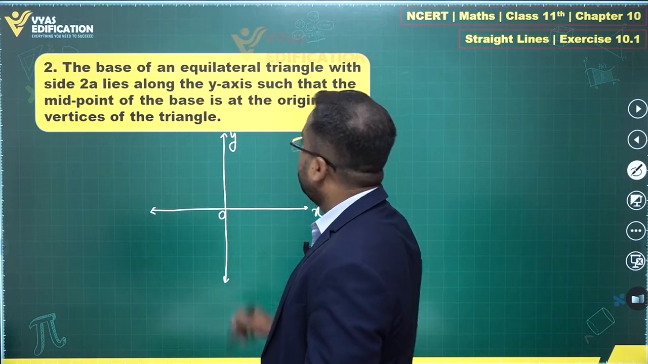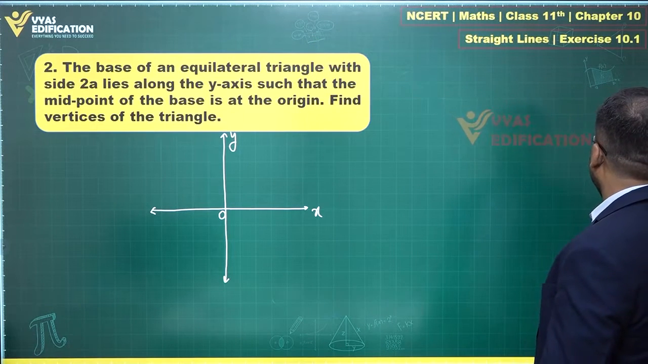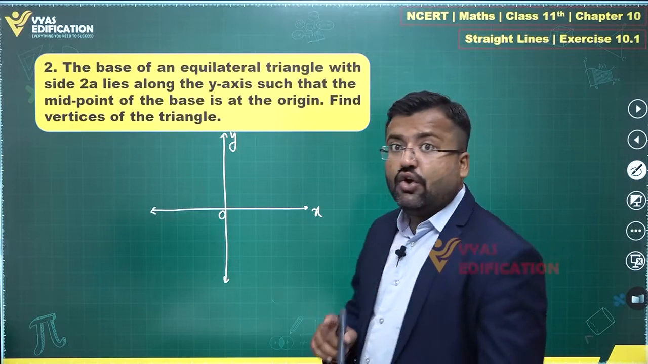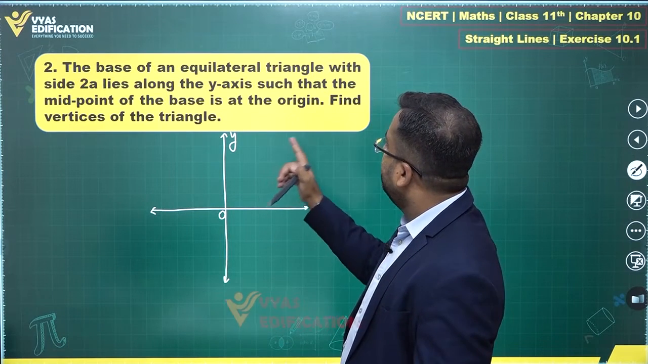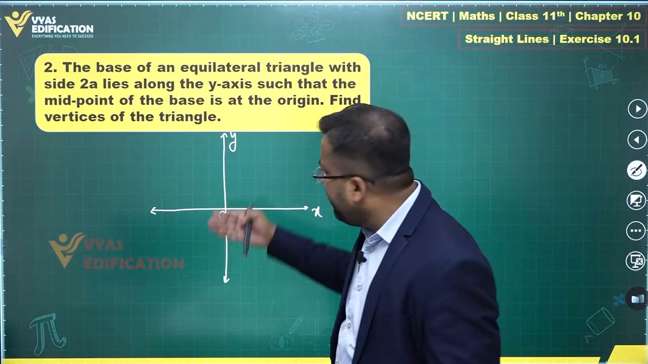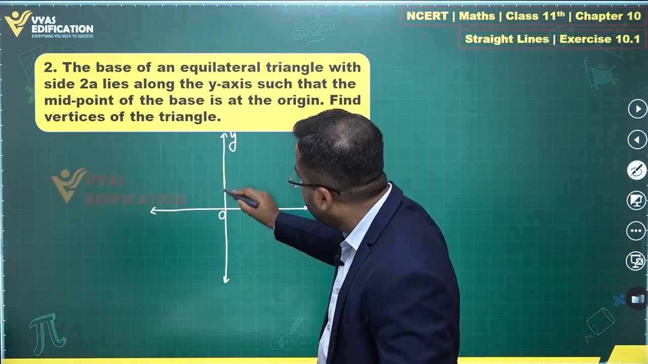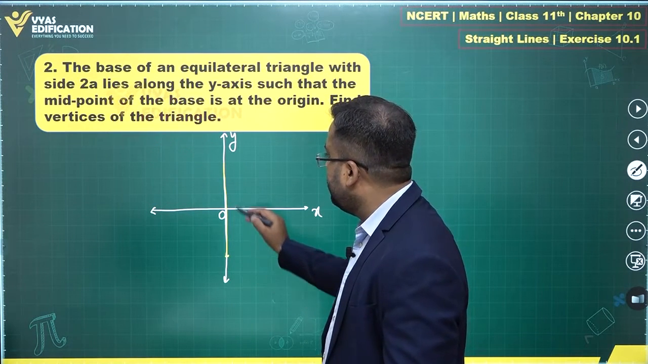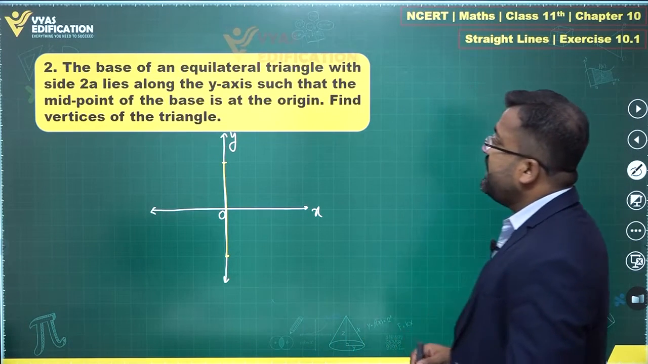This is the origin. The base of an equilateral triangle with side 2A lies along the y-axis such that the midpoint of the base is at the origin. So the base is this, and the midpoint of the base is at the origin. So the total length 2A will be divided into A above and A below. So let's mark this as the base. This will be one end point and this will be the other end point of the base. Okay, find the vertices of the triangle.